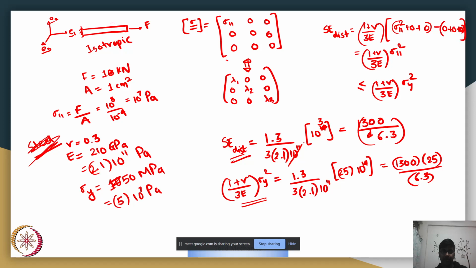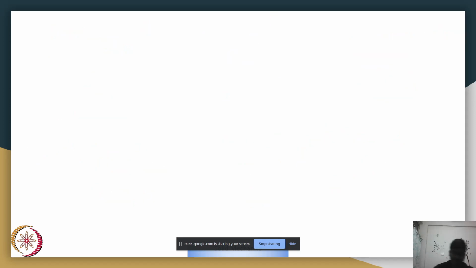Sir, in the question he has given the torque applied on the shaft, the yield point in tension, and the factor of safety. Then how can we find the diameter?